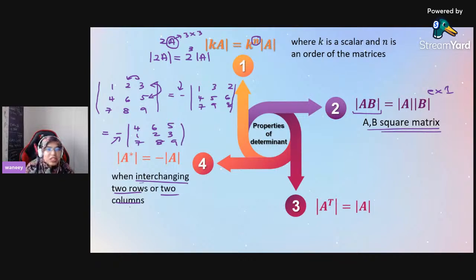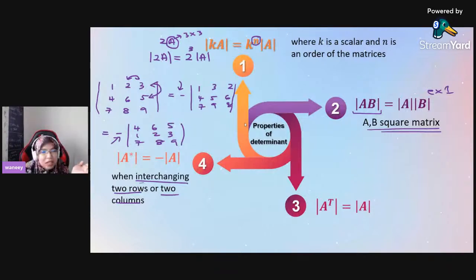So you interchange. Interchange tu mesti semua elemen berubah. Dia tak boleh satu nombor saja. Dia semua. That certain row or that certain column. Mesti semua yang dalam row atau dalam column tu berubah. Dia tak boleh satu elemen saja nak ubah and then awak kata interchanging. Tak boleh lah. Dia mesti interchanging between two rows or two column. Okay, so now I think I'm done with these properties.